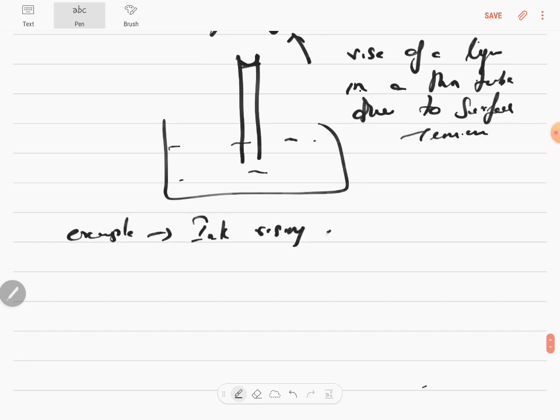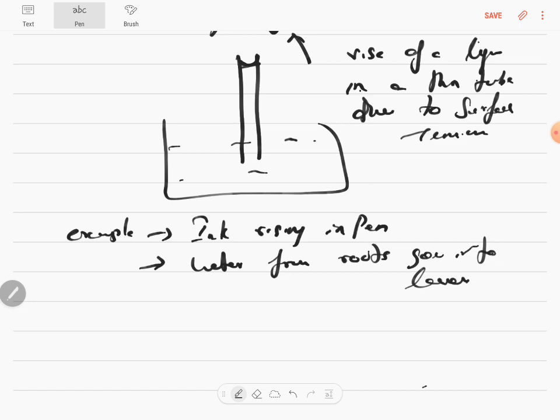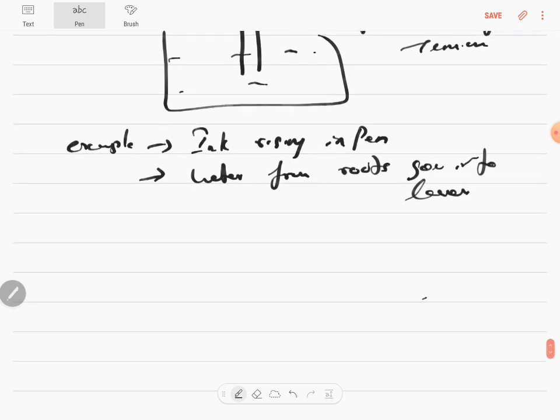Ink rising in a pen is due to capillary action. Another example of capillary action is water going from the roots to the leaves of the plant. So that explains two examples in daily life.